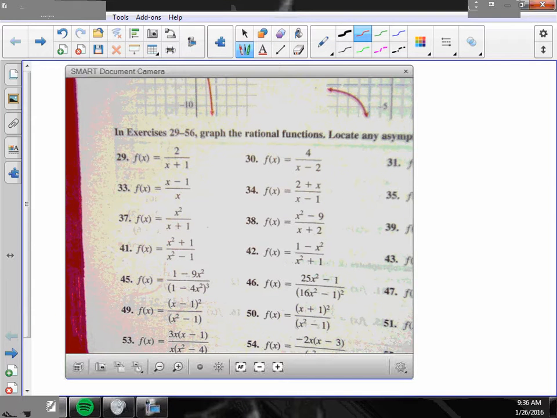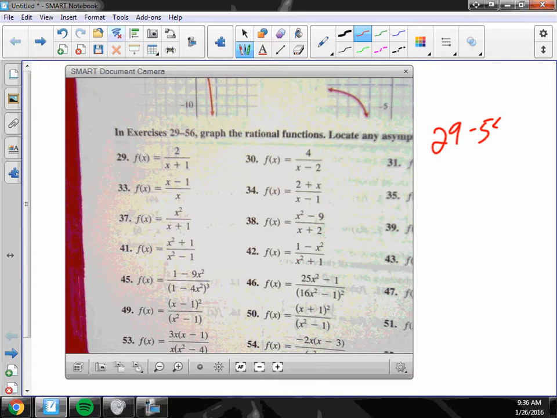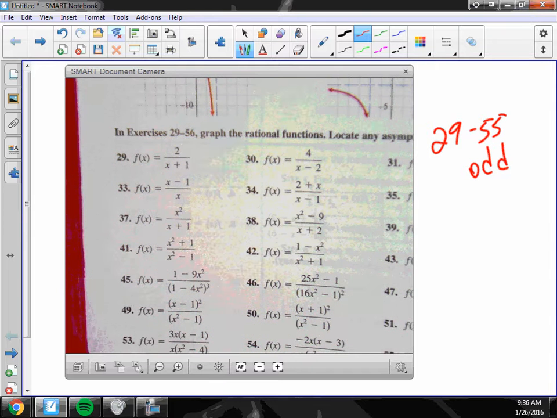graph is. So for number, you guys are doing 29 to 55 odd. So I'm going to work some of the even problems. So number 30.